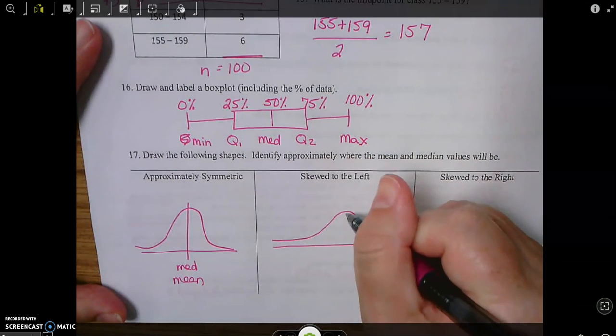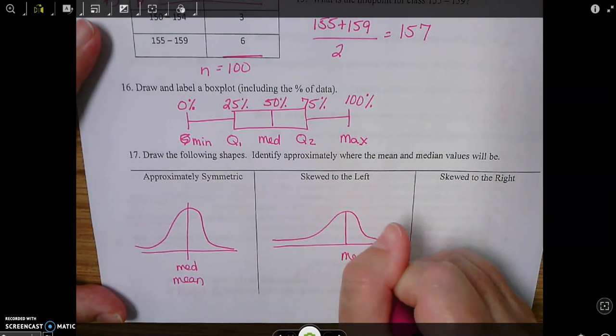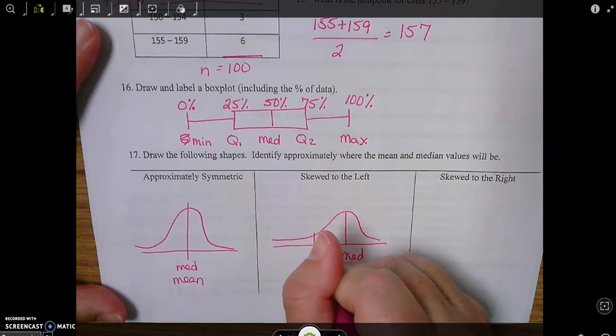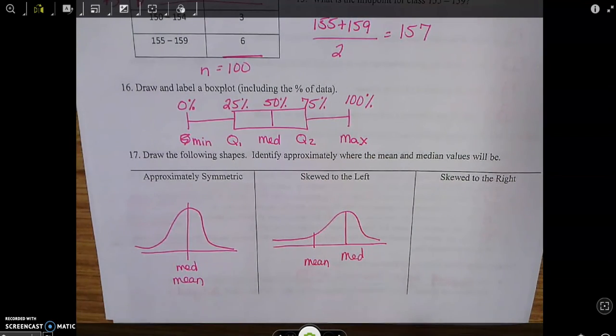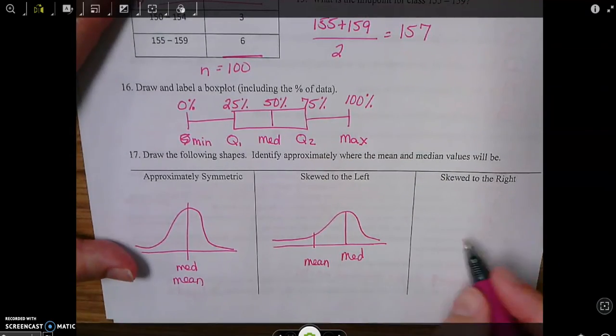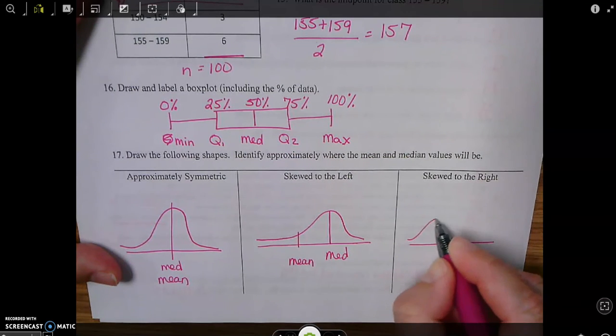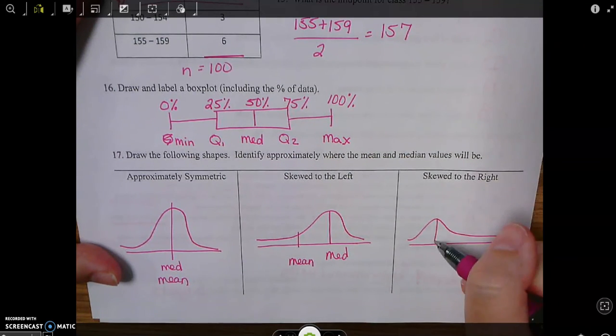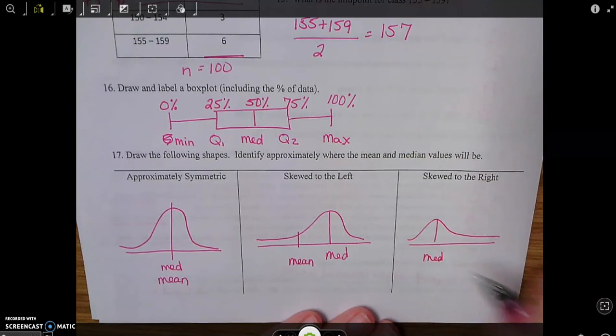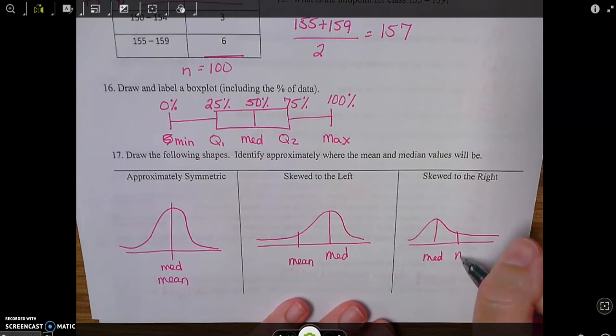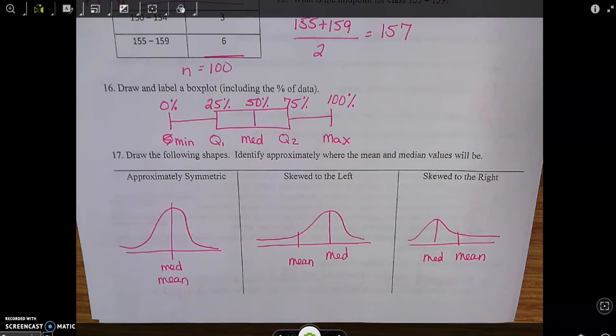Our median is still with the hump. Your mean is going to go towards the tail. It may not necessarily be in the tail, but it's towards the tail. And skewed to the right. Again, the median is in the hump, and the mean is out here, the tail.